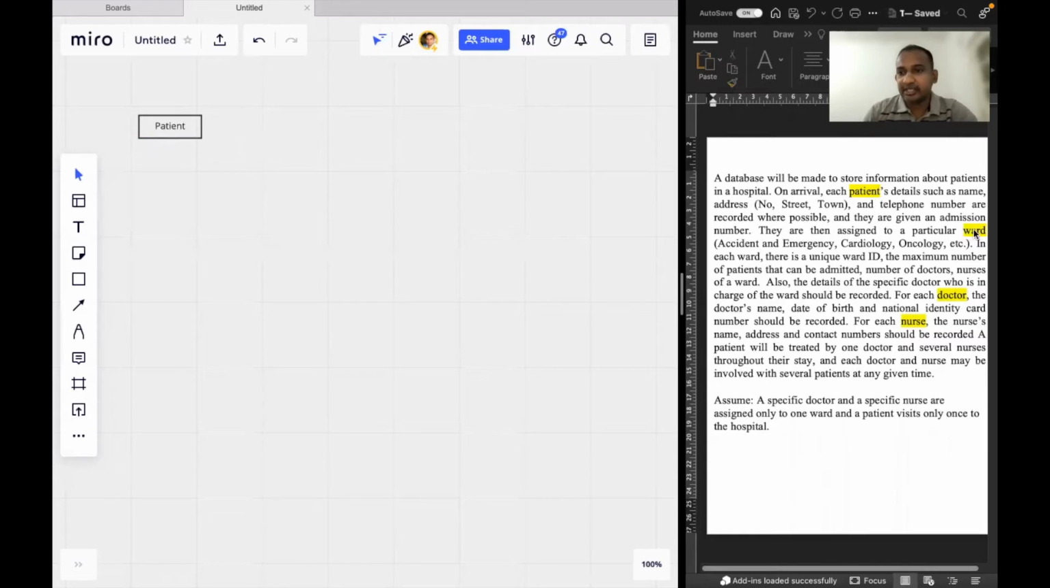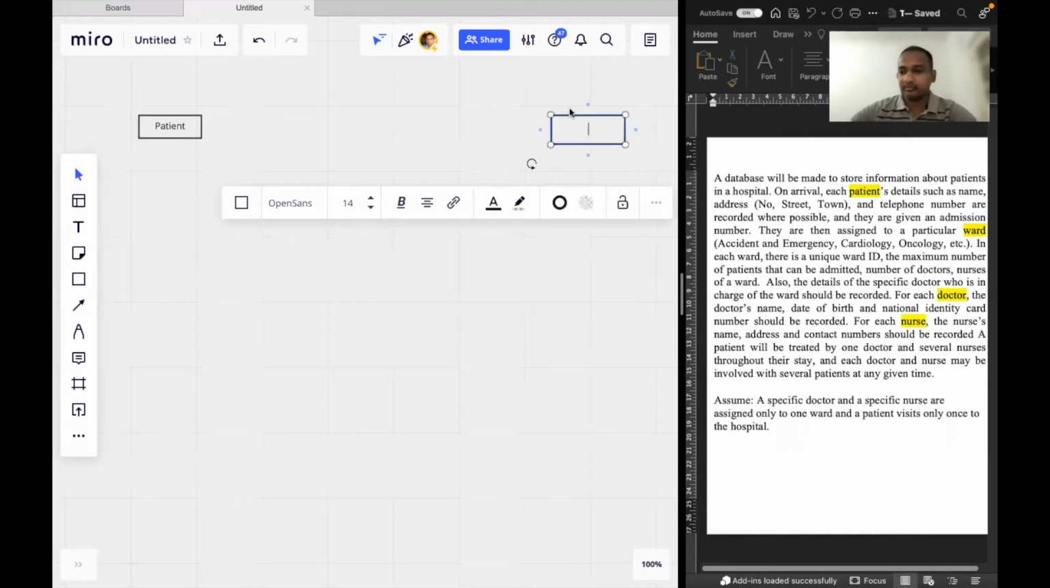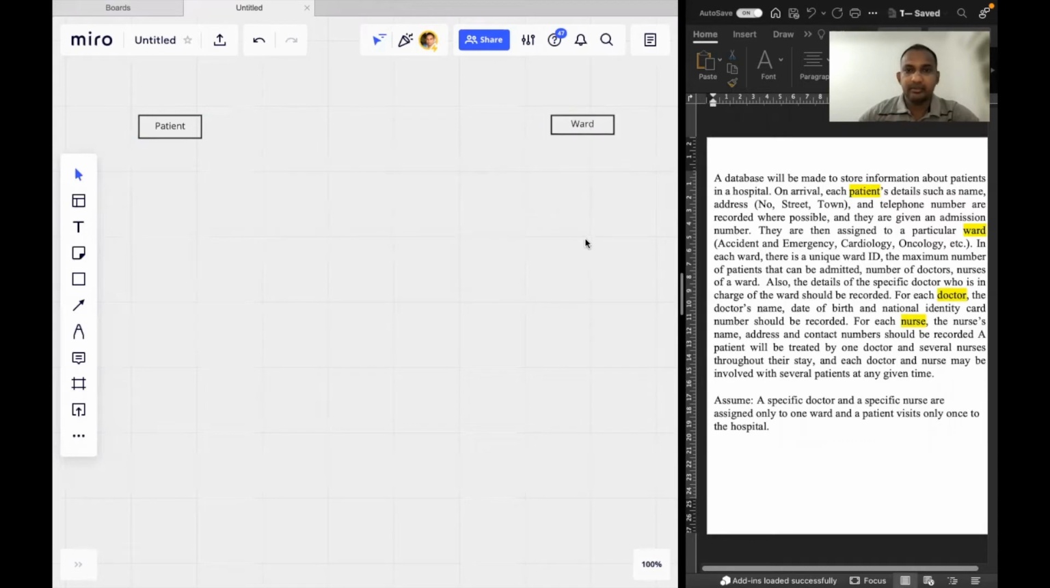And there is another entity called ward. Therefore, I will create another one here. Ward. And you can see another entity, doctor.